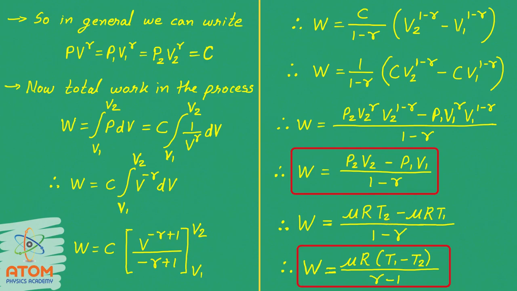At the place of T2 minus T1 I have written here T1 minus T2, and at the place of 1 minus gamma here I have written gamma minus 1. So finally the work equation becomes mu R (T1 minus T2) upon (gamma minus 1). Now here the difference of temperature, whether it is positive or negative, will decide whether the work will be positive or negative. Let us see.